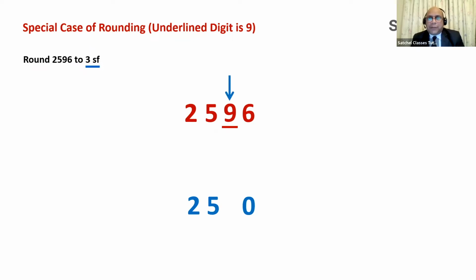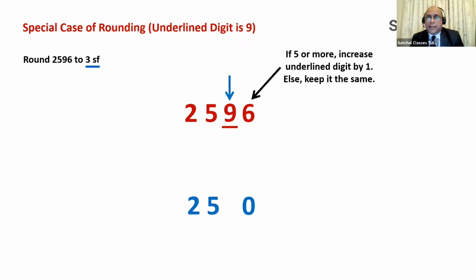Because 9 is followed by a 6, which is a number more than 5, we'll have to increase 9 by 1 to make it 10. Of 10, we write the 0 in place of 9 and carry over 1 to the preceding digit, which is 5. And 1 plus 5 is 6, so we get 2600. So 2596 rounded to 3 significant figures will be 2600. Right? These rules are similar to rounding numbers to place value.